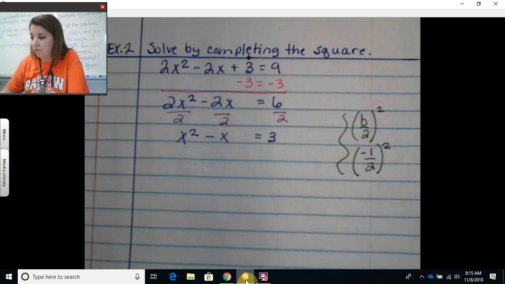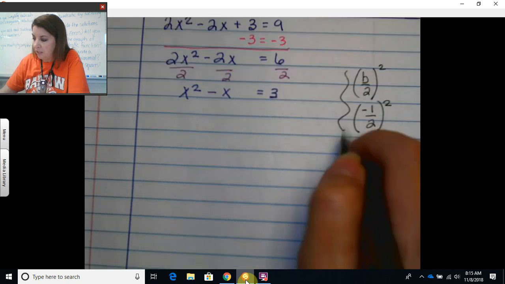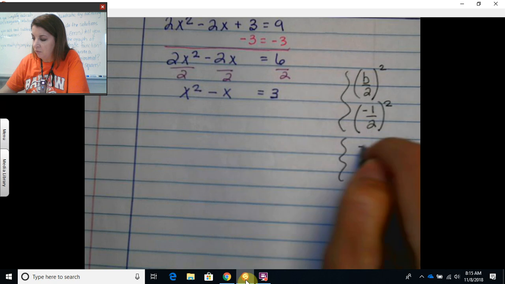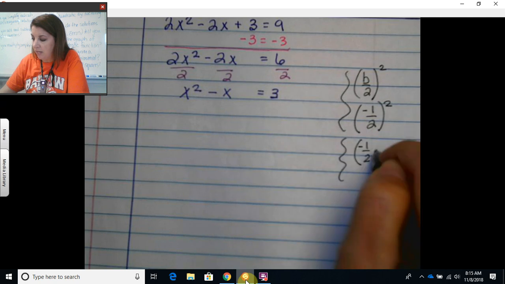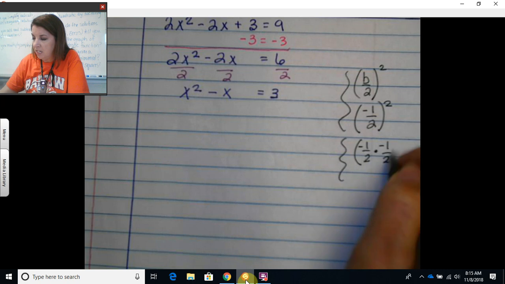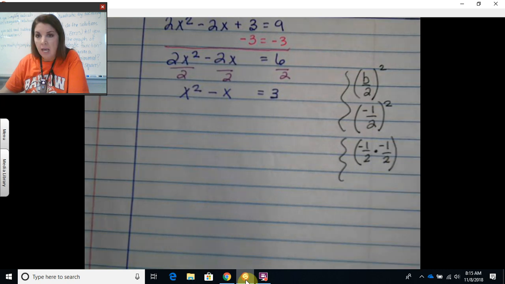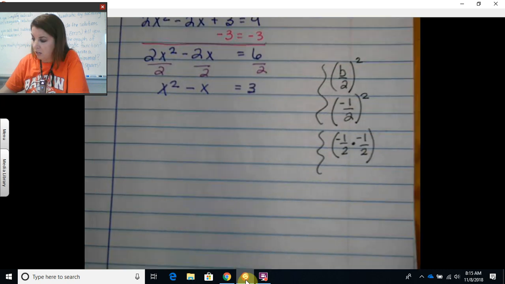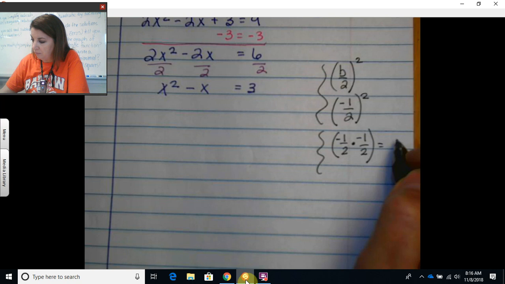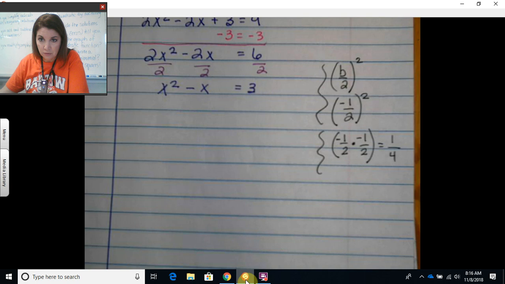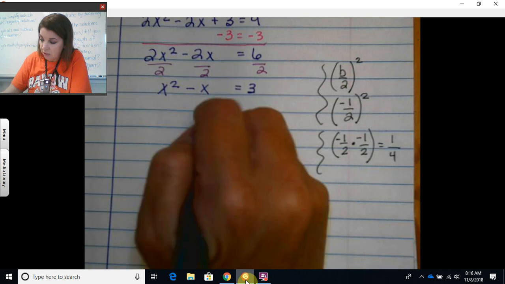When I square negative 1/2, doesn't that mean negative 1/2 times negative 1/2? Isn't that what you do when you square it? And when we multiply fractions, we do numerator times numerator, denominator times denominator. So what is negative 1 times negative 1? Positive 1. What is 2 times 2? 4. So we have 1/4 that we're going to add to both sides.